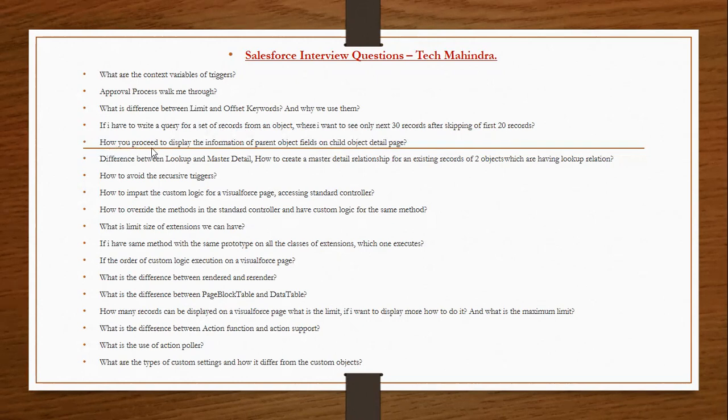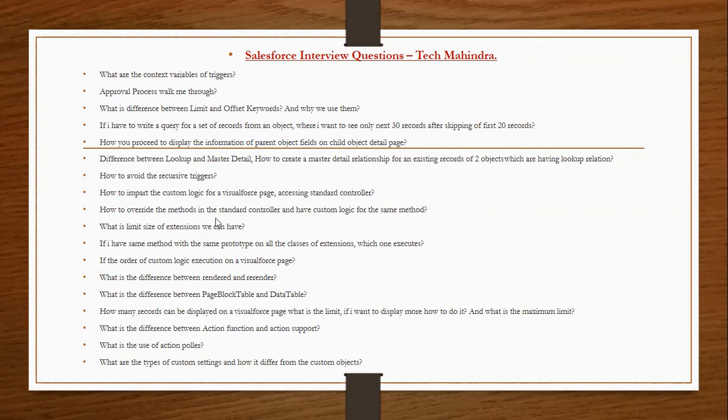Next, how do you process displaying information of the parent object's fields on the child object's details page? Next, difference between lookup and master-detail. How to create a master-detail relationship for existing records of 20 objects which have a lookup relationship? Next, how to avoid recursive triggers. Next, how to import custom logic for the Visualforce page while using standard controllers?